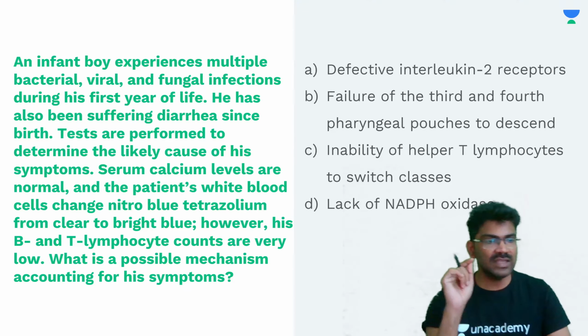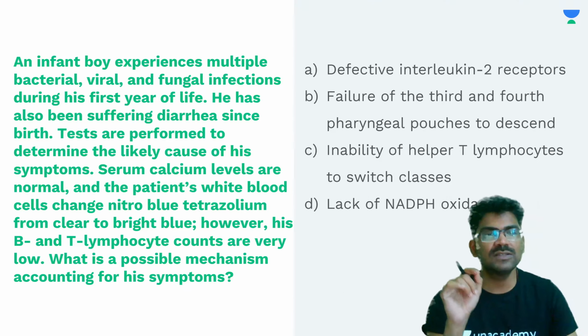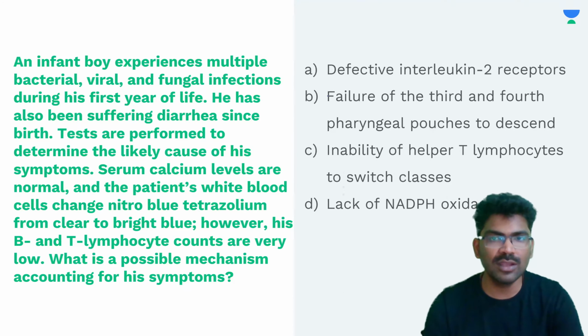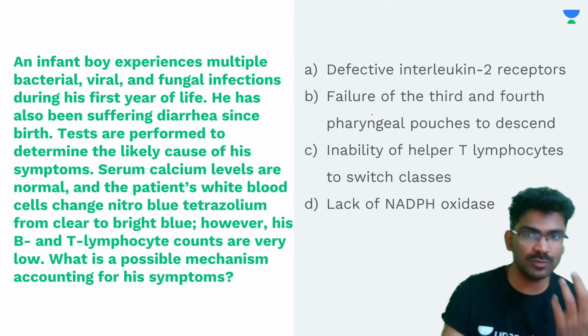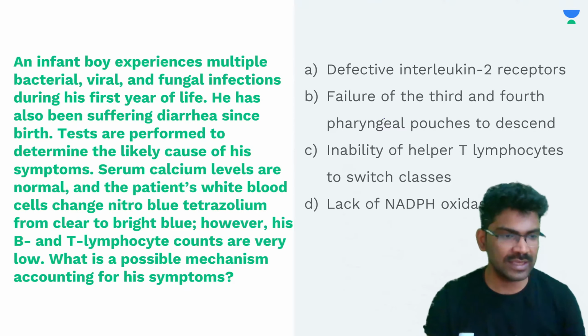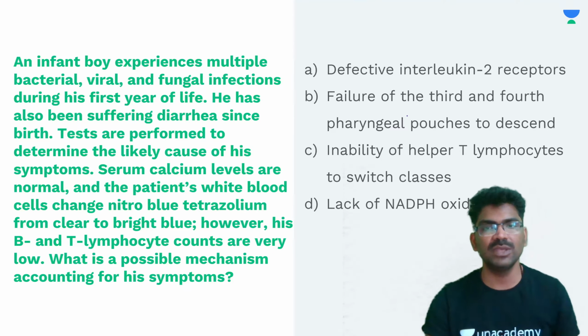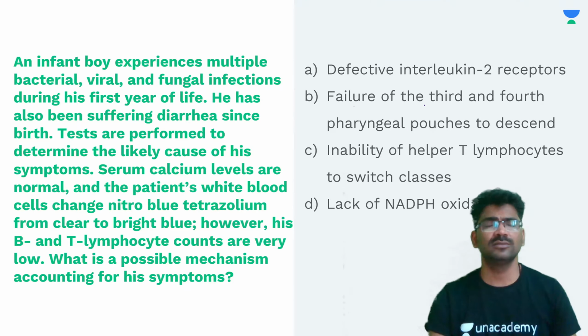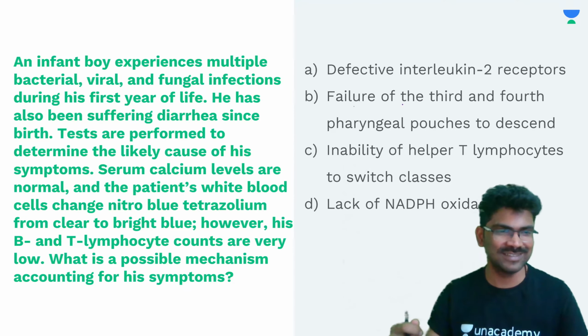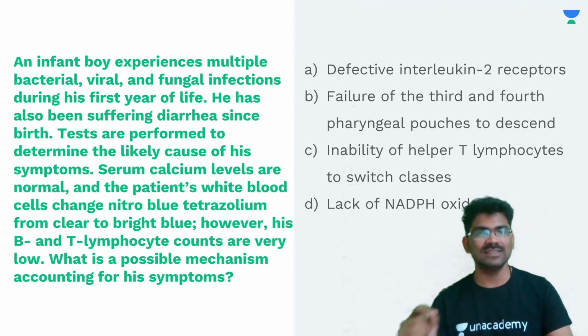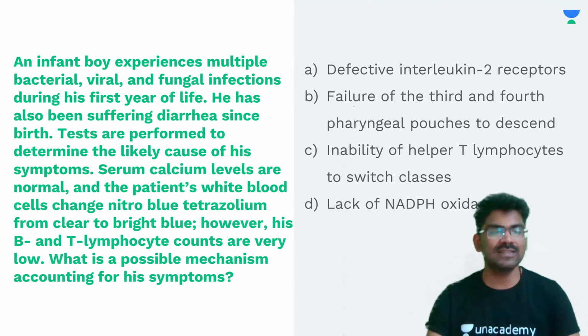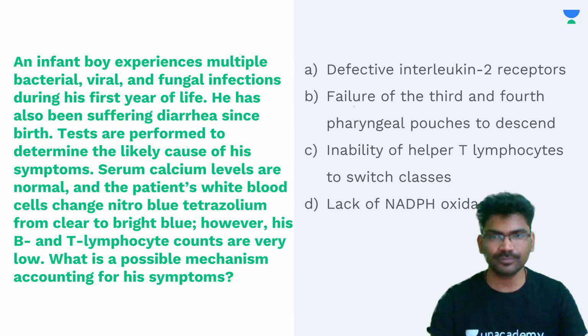If serum calcium levels are normal, you cannot go for option B: failure of the third and fourth pharyngeal pouches to descend. So you rule out option B. Excellent, Arjun Raj. What is this option B saying? Which disease? Third and fourth. Excellent. DiGeorge syndrome. Excellent, Arjun. So we rule out DiGeorge syndrome. Right. Next.